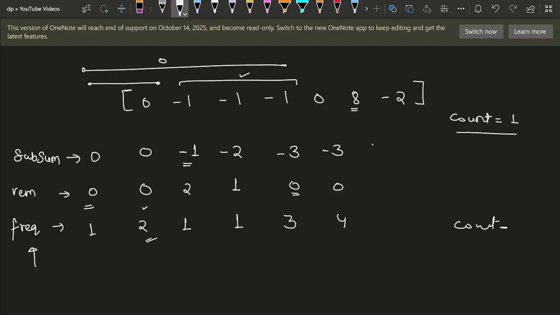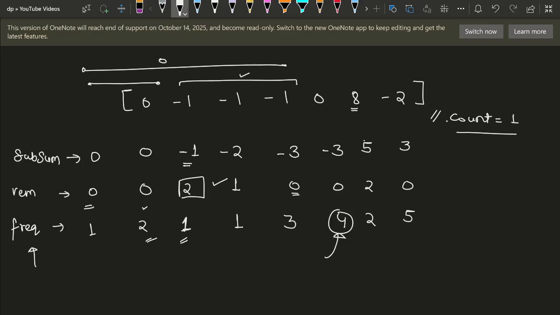Now we do 8 minus 3, which is 5. Now if we take the remainder of it, this becomes 2. So we see whether 2 exists or not. In fact, it does exist. So we'll update our count with the frequency, and then we update the frequency. Now we take 5 minus 2 is 3, remainder is 0. What is the frequency of 0, which is 4? So we'll update the count variable and update the frequency. So the frequency will be 5.